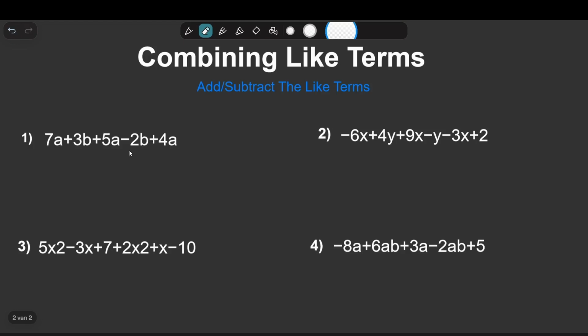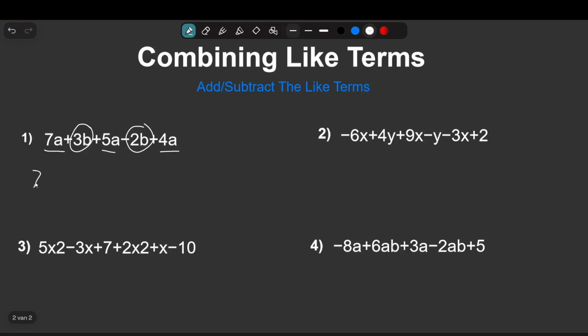The first thing I like to do is give them their own little sign or their own little group. So for the terms with the a variable, I'm going to put a little line under them like this: 7a, 5a, and 4a. And with the other variable, we're going to do a little circle around it like this. So now we can start sorting these.